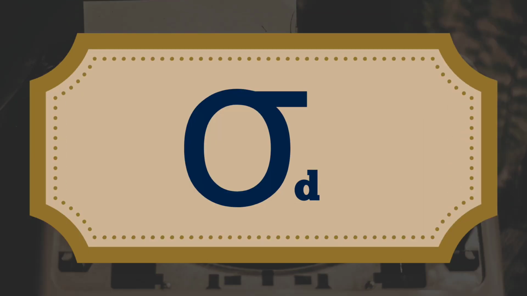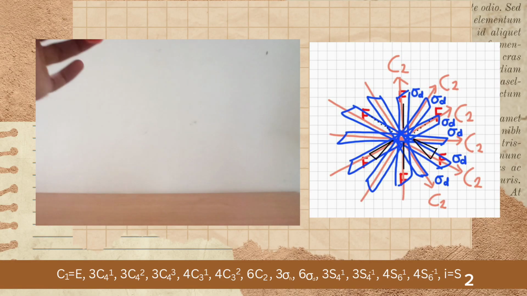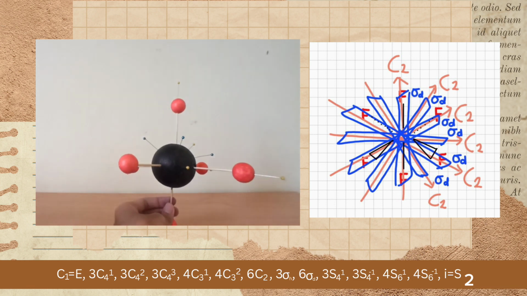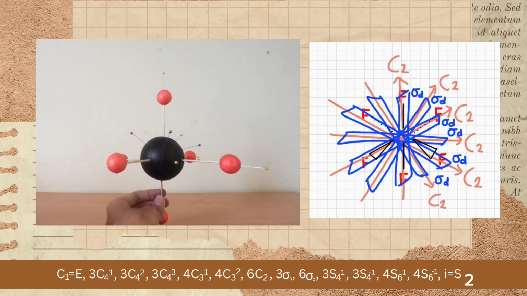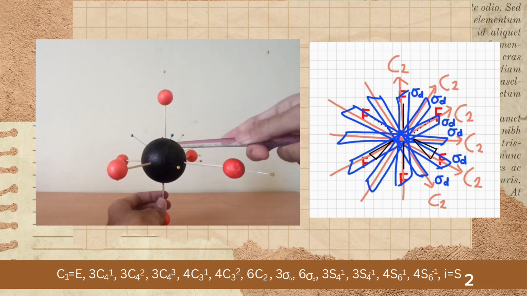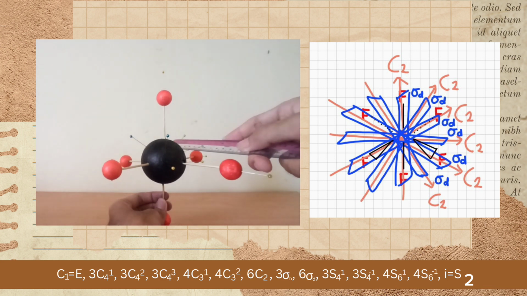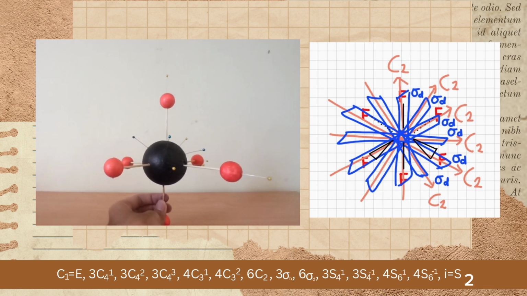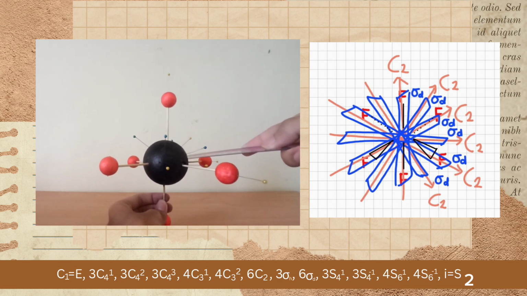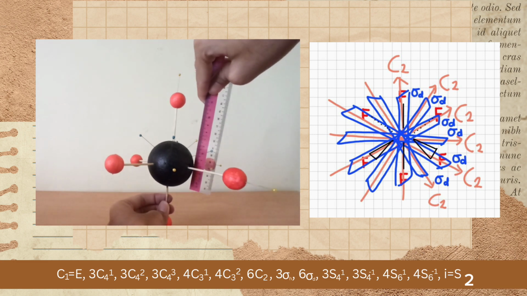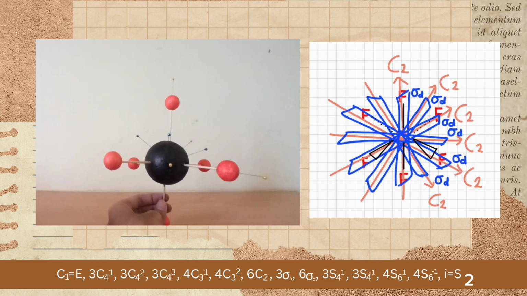Next is sigma d. Sigma d bisects the angle between the C2 perpendicular to it. For example, this is our C2 and this is also our C2. Sigma d exists in between these two C2. Thus, we have 6 sigma d corresponding to 6 C2.